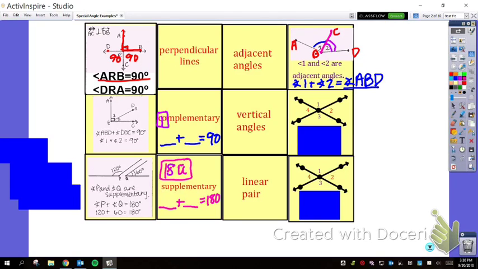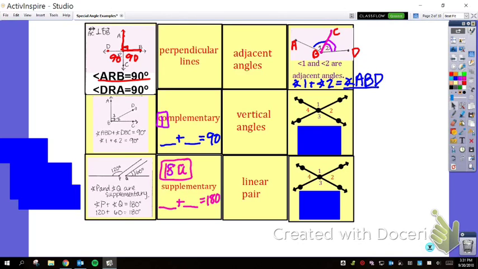Now, vertical angles and linear pair have a similar picture, but they have completely different meanings. Vertical angles are 2 non-adjacent angles, so they're not sharing a common side, formed by 2 intersecting lines, and they are angles that are across from each other or opposite.